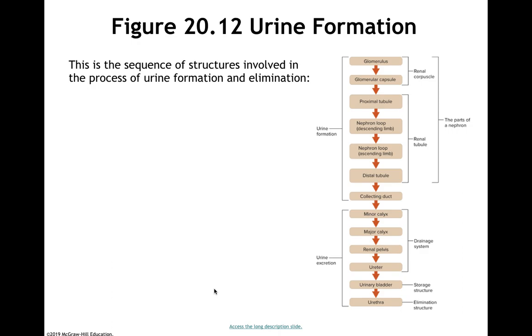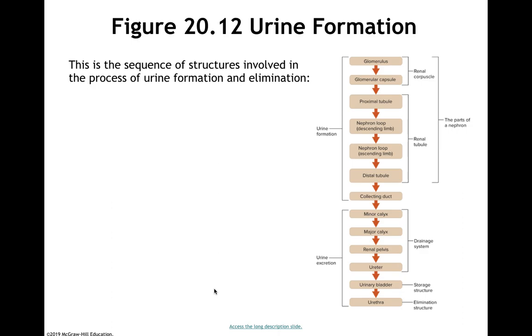Then it makes its way to the proximal tubule, the nephron loop, descending side, and then the nephron loop, the ascending side, and then moves to the distal tubule and the collecting duct. Within this region, urine is formed. So the filtrate is formed. Things that are needed are brought back from the filtrate, and some things that need to be added to the filtrate, even though they got through the filtration process, are added in that region.